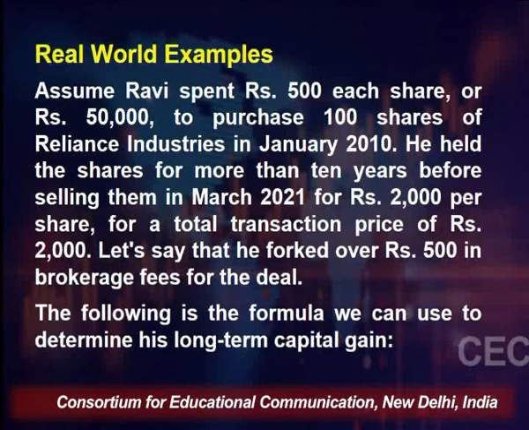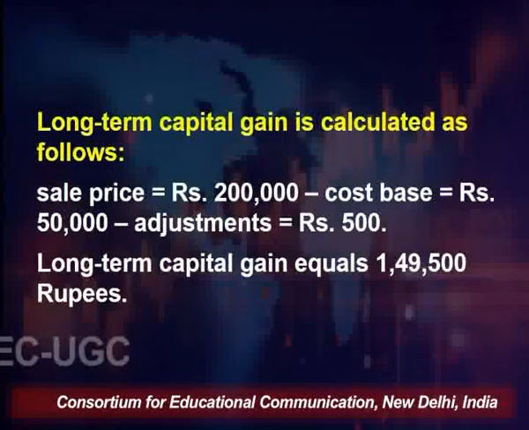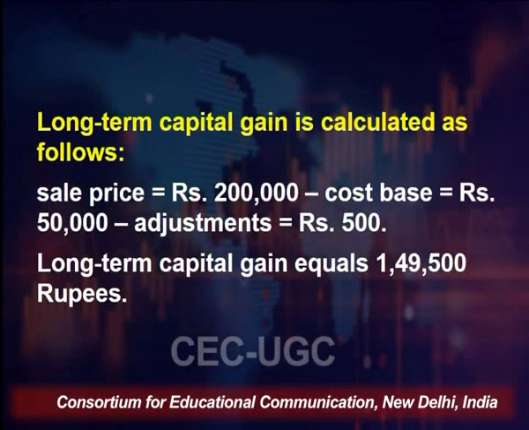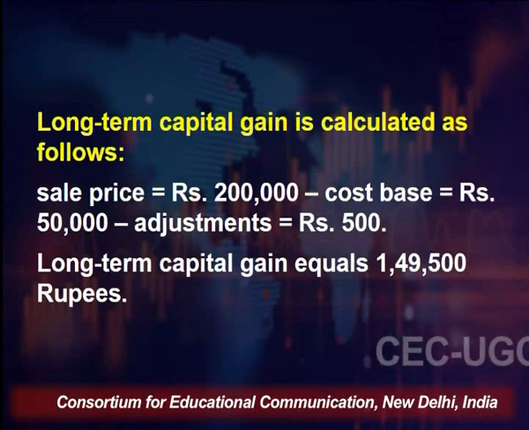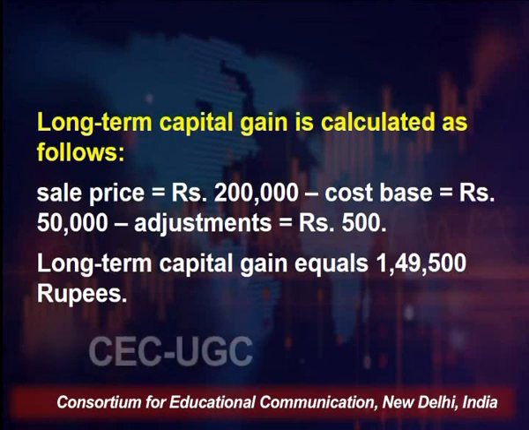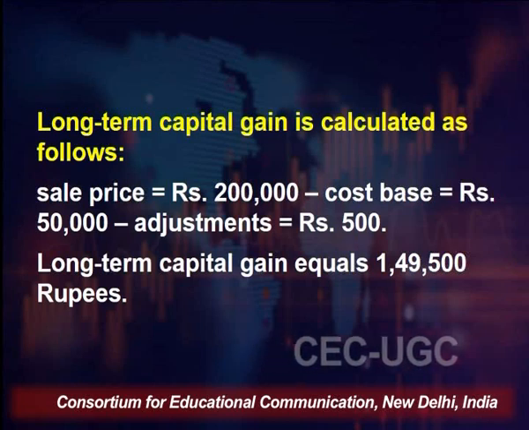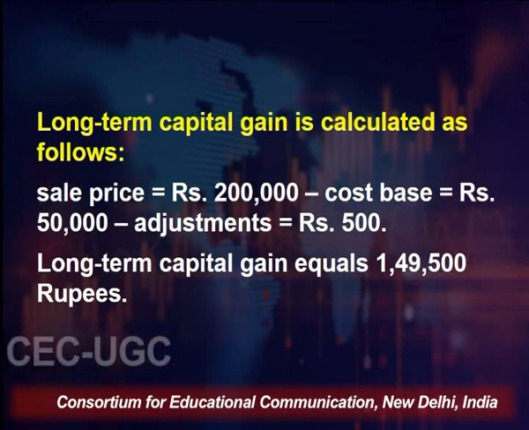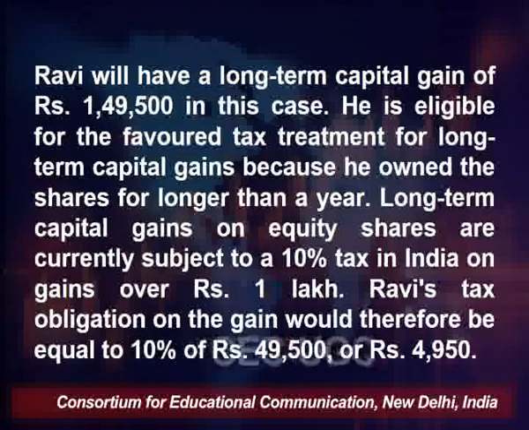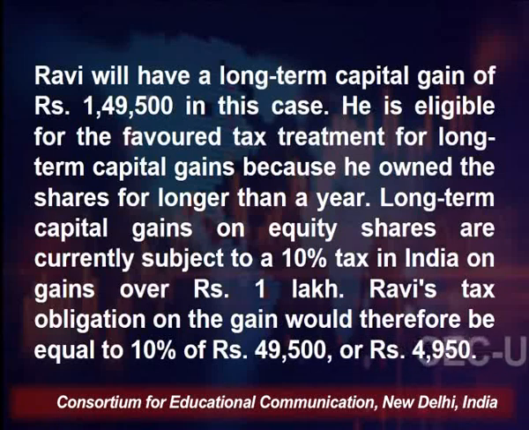So, we can use the following formula to determine his long-term capital gains. The long-term capital gain is calculated as follows. The sale price is rupees 2 lakhs, minus the cost base, which is 50,000, minus the adjustments, which is 500. So, the long-term capital gain equals 1,49,500 rupees. So, Ravi will have a long-term capital gain of rupees 1,49,500 in this case. He is eligible for a favored tax treatment for long-term capital gains because he owned the shares for longer than 1 year.